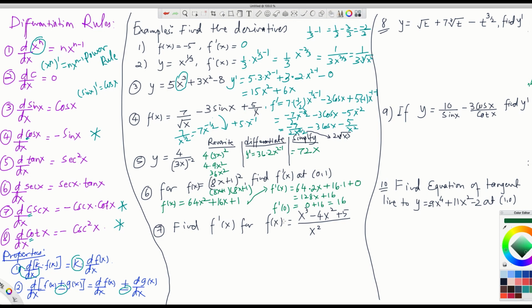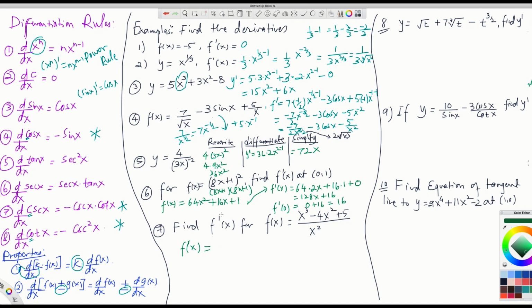Also, example number 7. So how do I find out the derivative? There is a numerator and denominator, right? We don't have the quotient rule. We don't have a formula if there is x in the denominator and x in the numerator. The only formula we have is x to the n. So how do I do? You split the denominator. So you can write f of x.